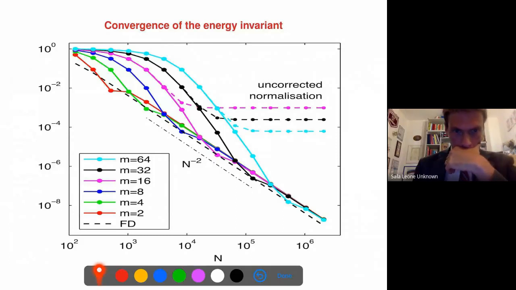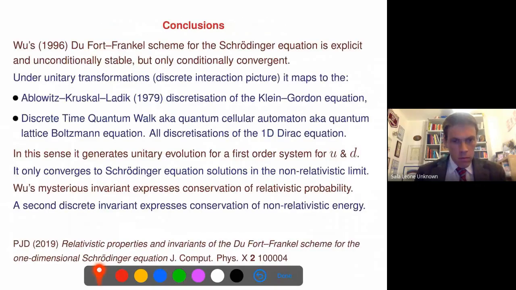So I'm sorry I've run slightly over, but if I can just sum up. I talked to you about Wu's Fort-Frankel scheme for the Schrödinger equation.